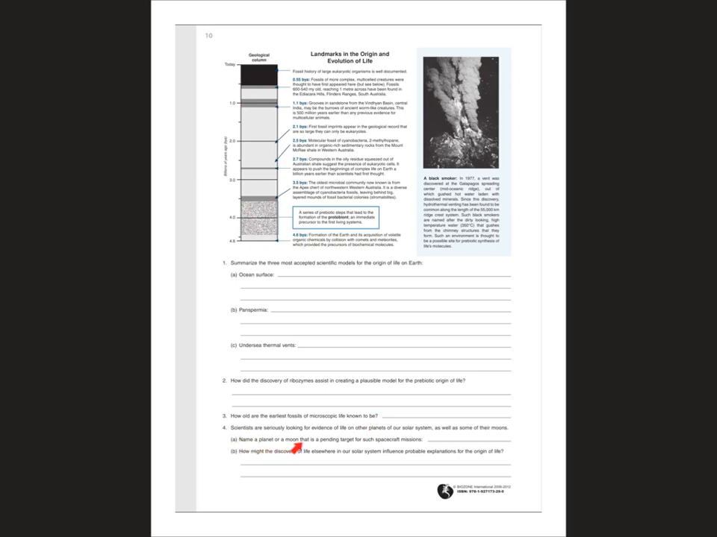Name the planet or a planet or moon that is a pending target for spacecraft missions. Again, previous page, go look at it. How might the discovery of life elsewhere in the solar system influence probable explanations of the origin of life? So if you find life on one of these other planets or one of these moons that have the conditions of one of these three, then how might that influence that explanation? Would that support it? Would that contradict it?